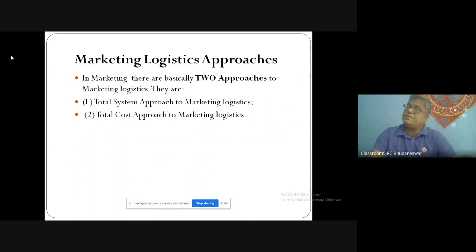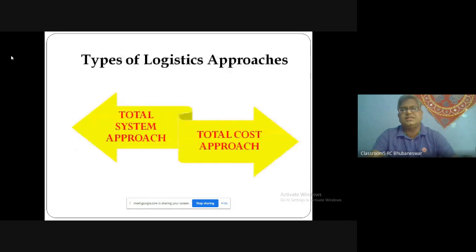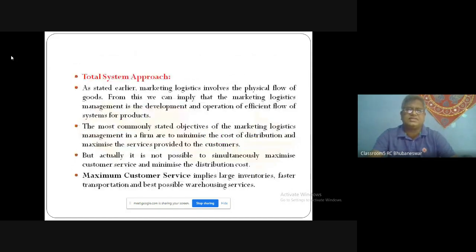There are two approaches to marketing logistics. What are the two approaches? One is the total system approach, and the other is the total cost approach. First, the total system. The system involves the physical flow of goods, and it is one operation through which you can maximize service to the customer. That means maximum customer service through large inventories, faster transportation, and the best possible warehouse service.